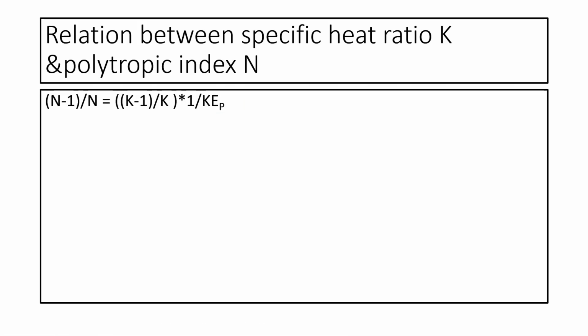Now the relationship between the specific heat ratio k and the polytropic index n: (n minus 1) by n is equal to (k minus 1) by k times 1 by Ep, where Ep is the polytropic efficiency and k is the specific heat ratio. This is the relationship between these two.